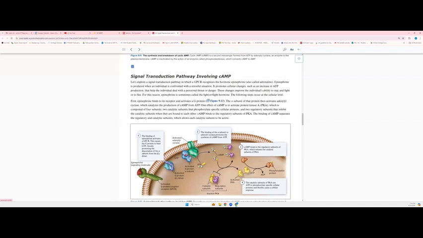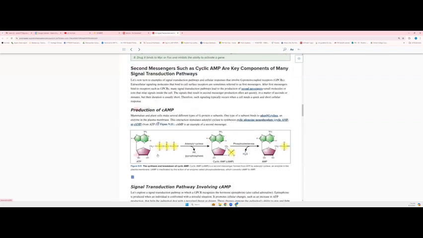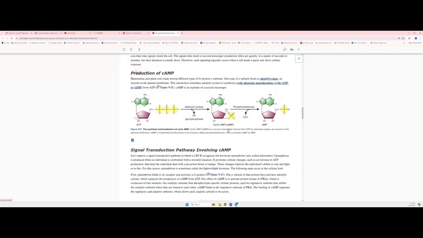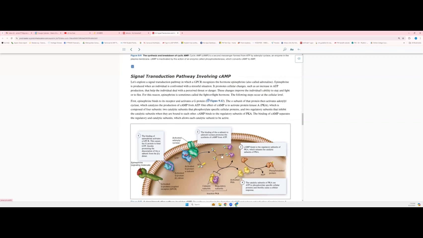then after dissociation, this alpha subunit will also bind to this enzyme called adenylyl cyclase, and this binding will promote this reaction. This reaction will promote the ATP converting to the cAMP.